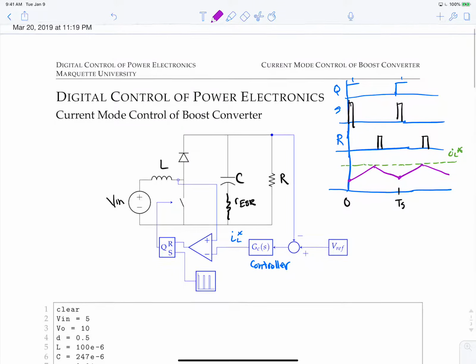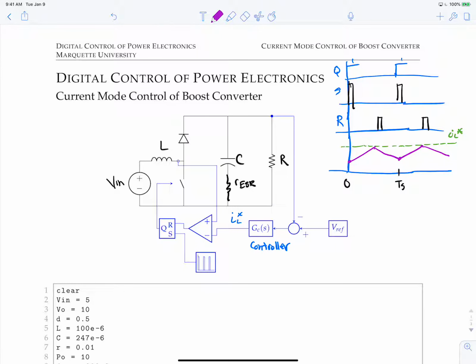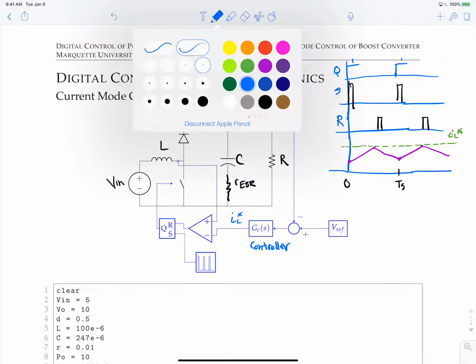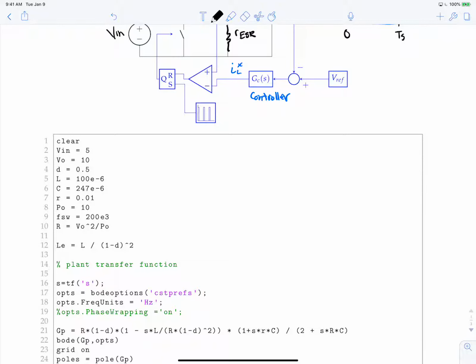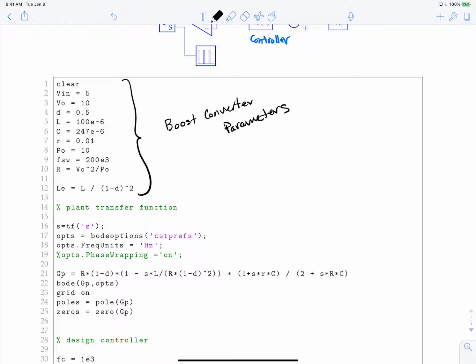So understanding that basic block diagram, all we really have to do now is design the controller. Essentially the controller will take the error of the voltage and generate IL star, how much current we actually need. So we're going to talk about all this in terms of MATLAB. This is going to be our boost converter parameters here. And then we're going to define the plant transfer function right here.